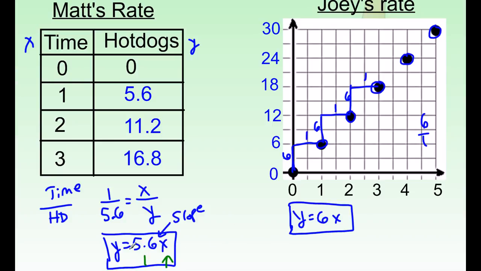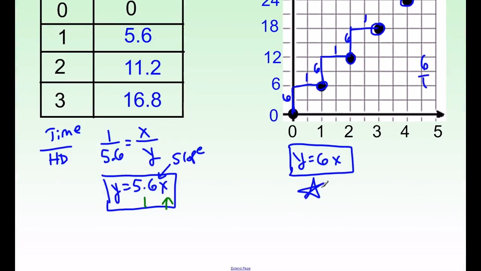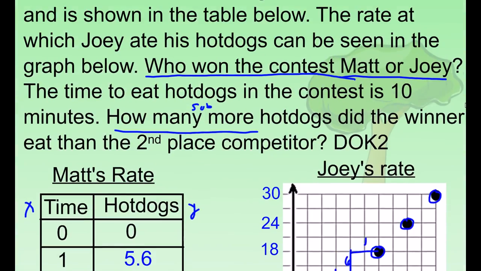So Matt ate the hot dogs at 5.6 hot dogs per minute. Joey ate his hot dogs at 6 hot dogs per minute. So who do you think won the contest? Answer is Joey. Joey won the contest because he ate his hot dogs faster. He was the fastest hot dog eater that day. So, question number 1. Who won the contest, Matt or Joey? Joey won the contest. Answer number 1.